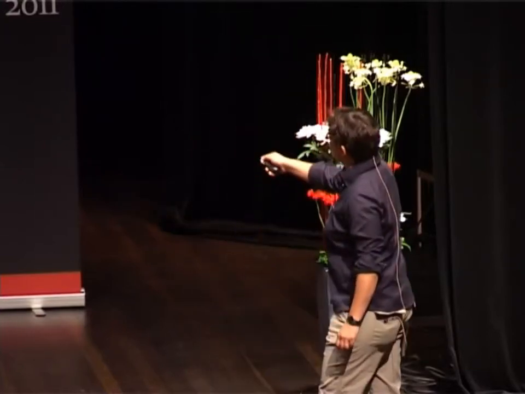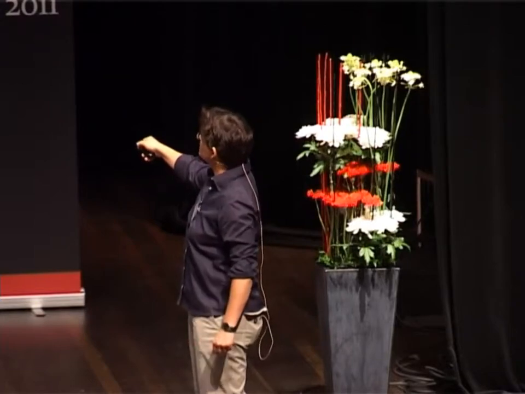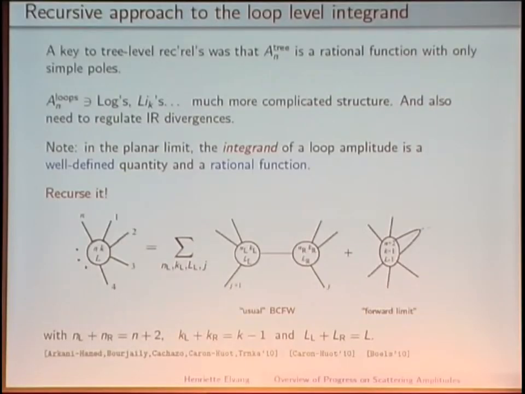And if you do this, you'll find that there are pieces that contribute in these recursion relations that are much like the usual BCFW factorization pieces. They're pieces that involve lower loop level, lower point, and lower n to the k level, satisfying these relations, and this allows you to recurse.